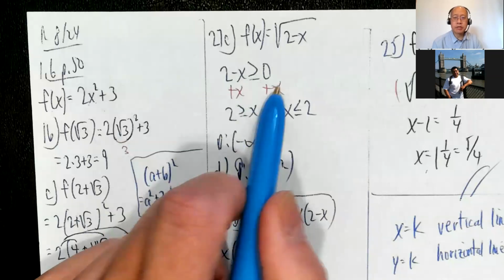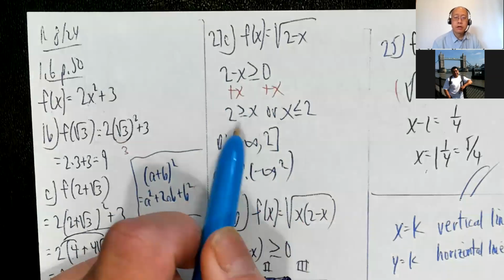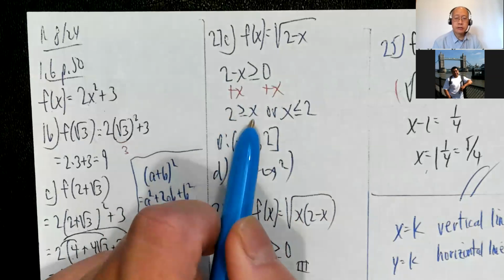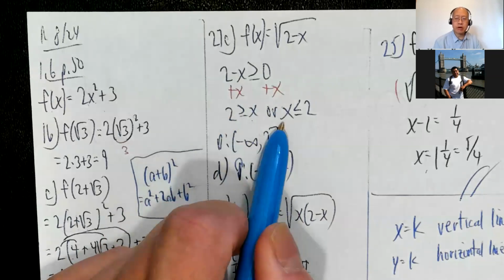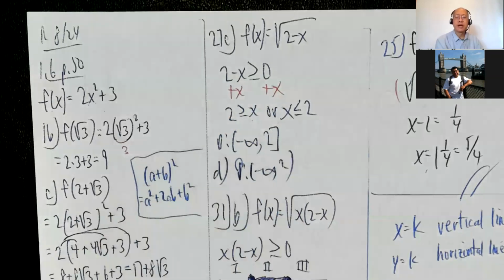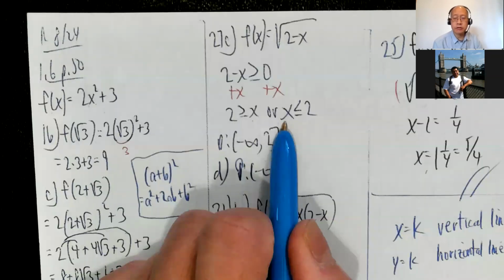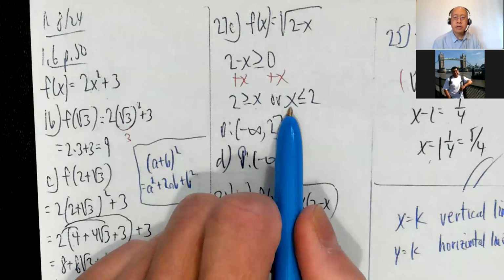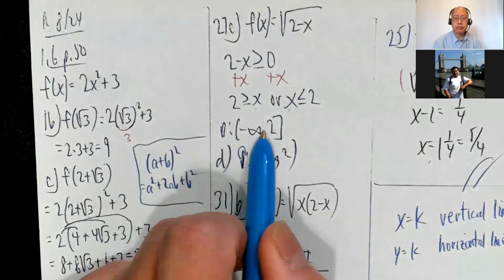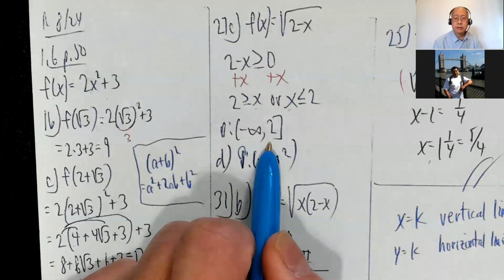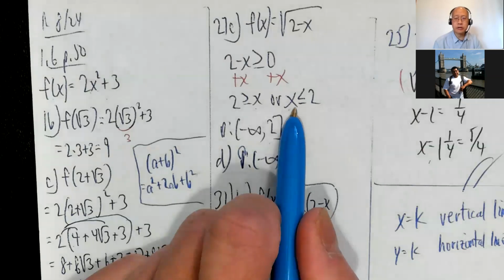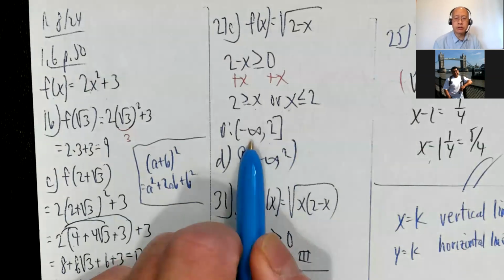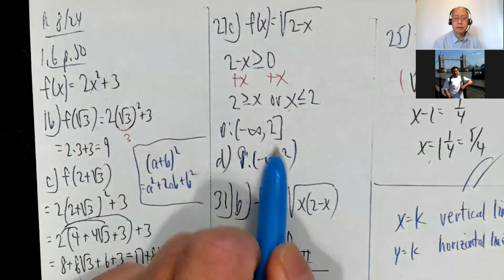Then I add x to both sides. 2 is greater than or equal to x, or writing the same thing with the variable on the left, since we're used to having the variable on the left side: x is less than or equal to 2. So that makes the domain from negative infinity to 2 bracket. All the numbers that are less than or equal to 2: negative infinity, comma, 2 bracket.